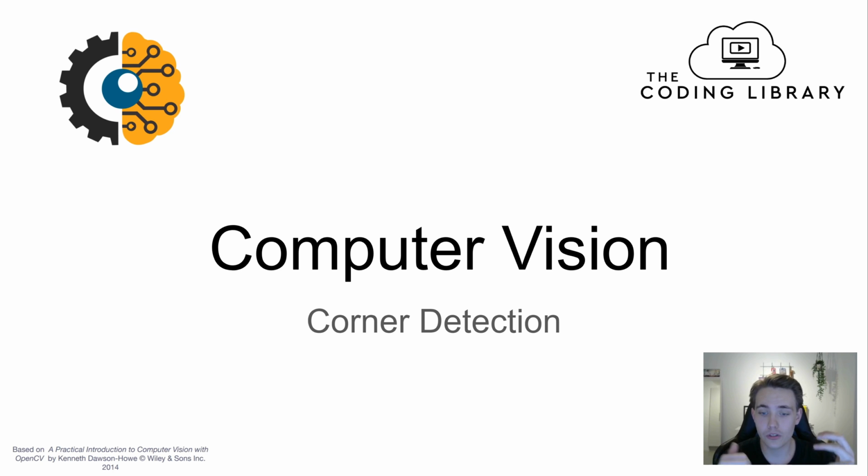In this video we're going to talk about corner detection. First of all, we're going through some of the basic stuff about what corner detection is and how we can do corner detection, and then we're going to talk about some of the algorithms that we can apply to detect corners in the image.